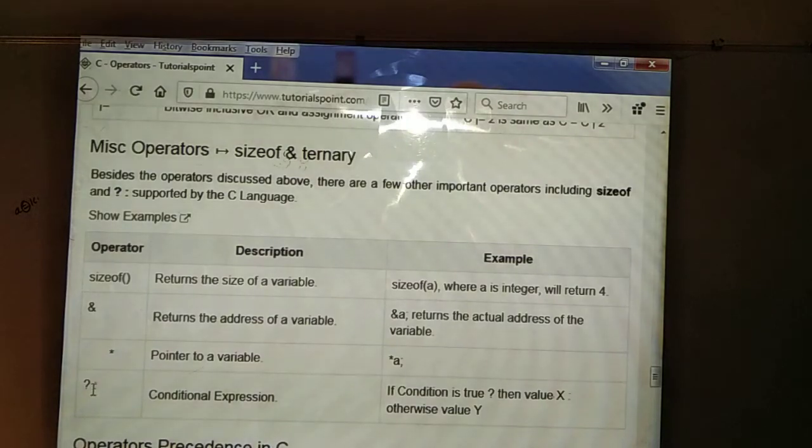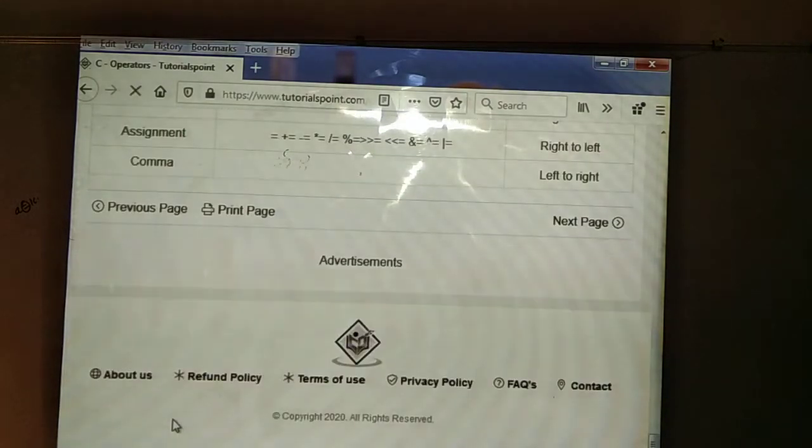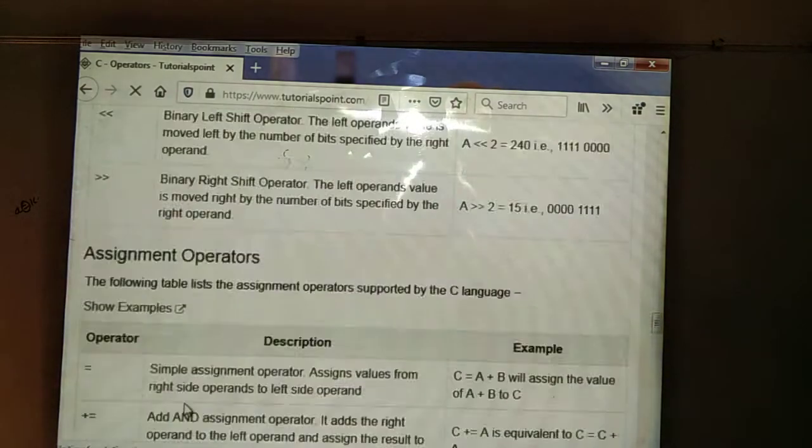Next one, question mark colon. In the question mark colon condition, see here, we call this operator the ternary operator. If the condition is true, then expression 1 will be evaluated, meaning the x value will be evaluated. Otherwise the y value will be evaluated. These are the operators in C language.